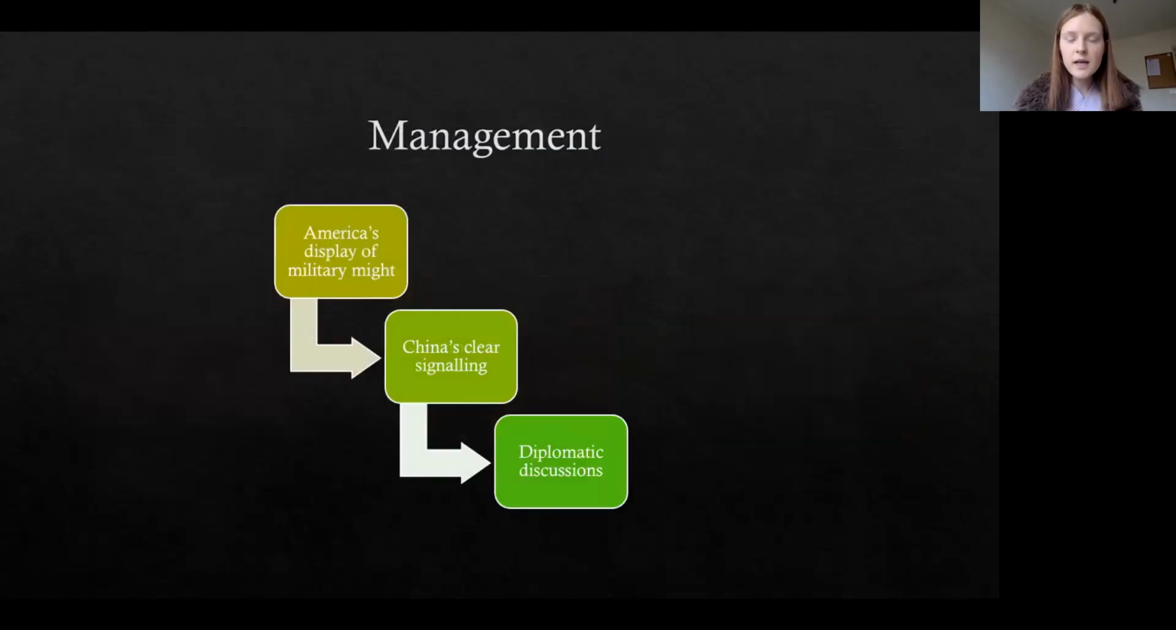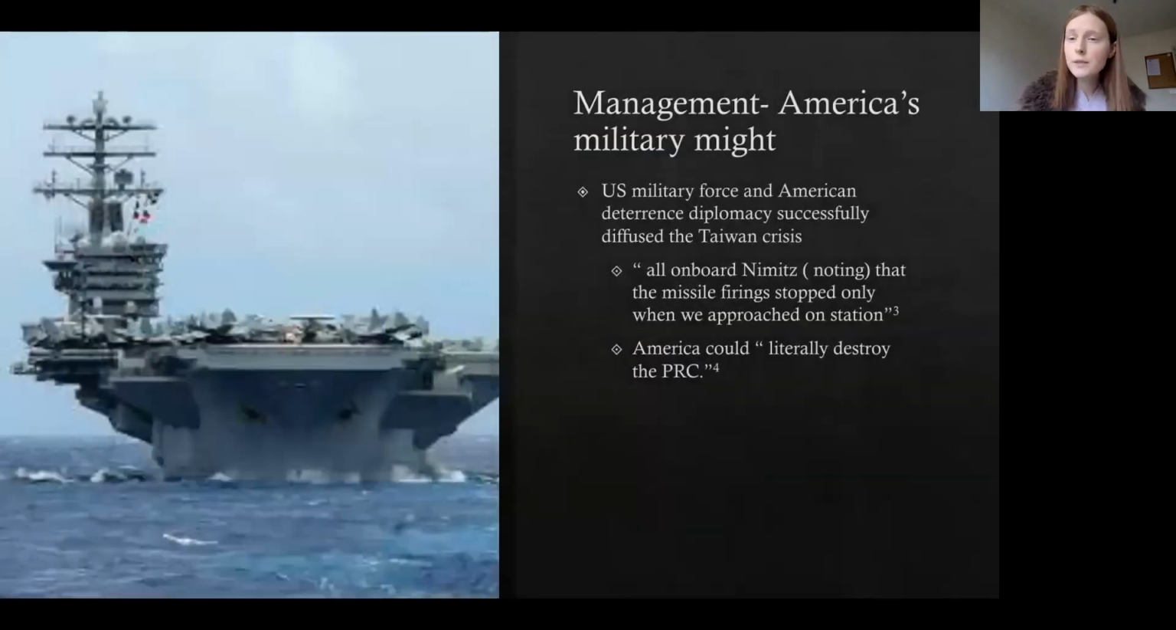In terms of the management, as I mentioned, America did deploy 2 aircraft carriers, which was the largest show of military force since the 1950s in the Vietnam War. And this successfully diffused the crisis for a few reasons. The first is that it highlighted to China its own military ineptitude in comparison to the US. All on board the Nimitz, one of the US aircraft carriers, noted that the missile firing stopped when they approached the station. So it shows the success of their military force and might.